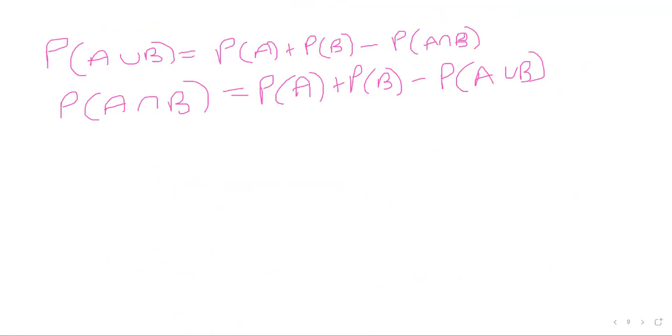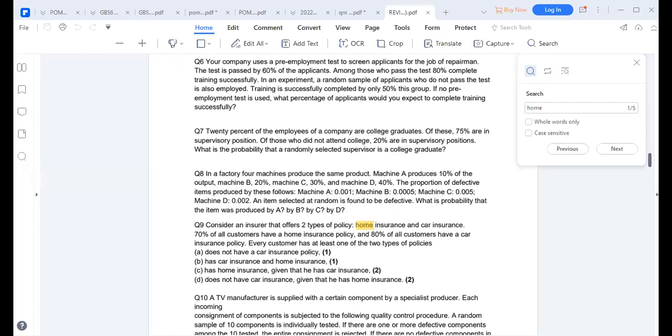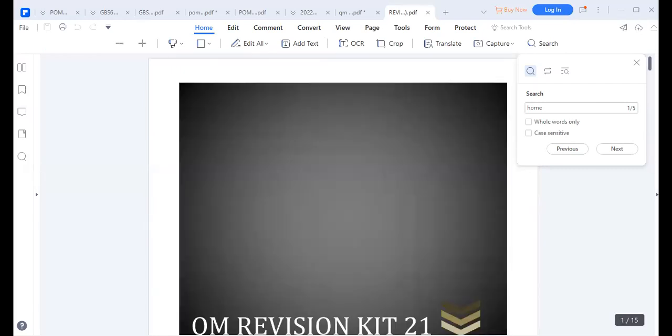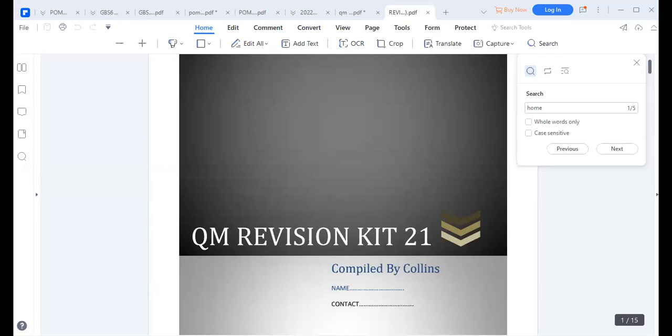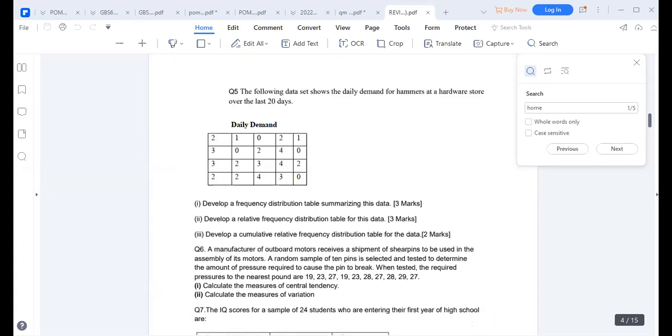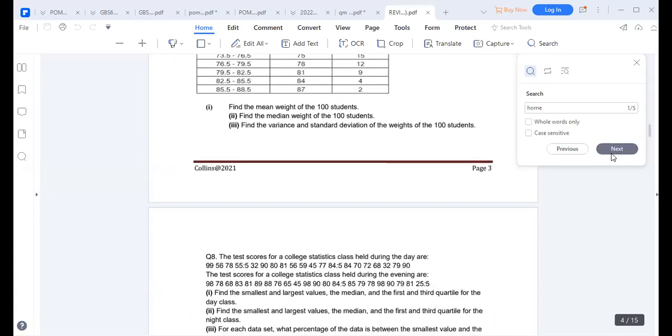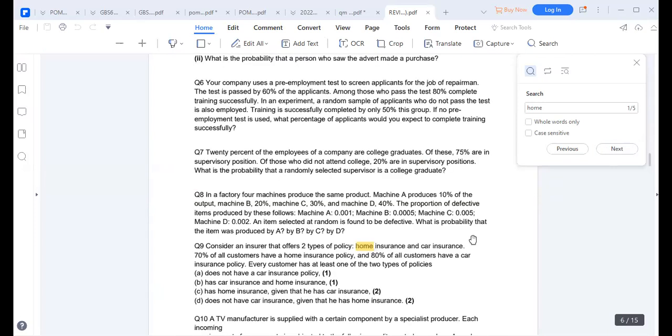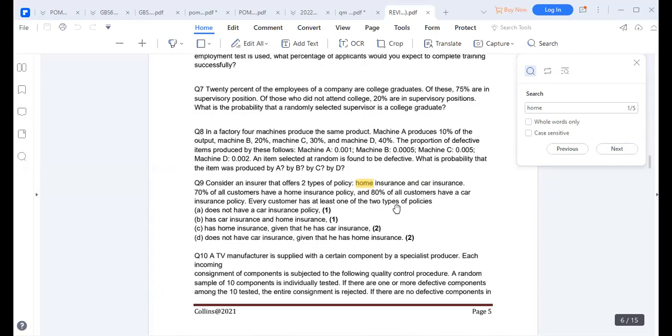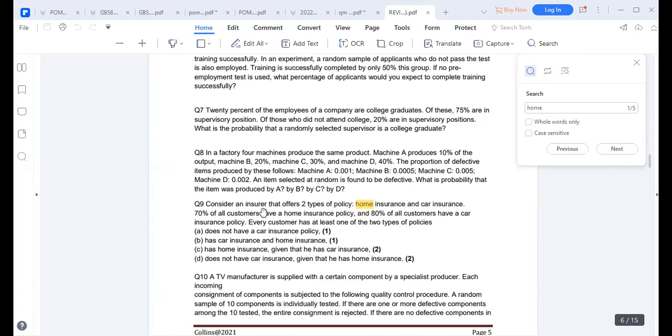I will send you the revision kits already on the group, so just check on this revision kit on page 5, question number 9. Right, I'll send it separately as well.